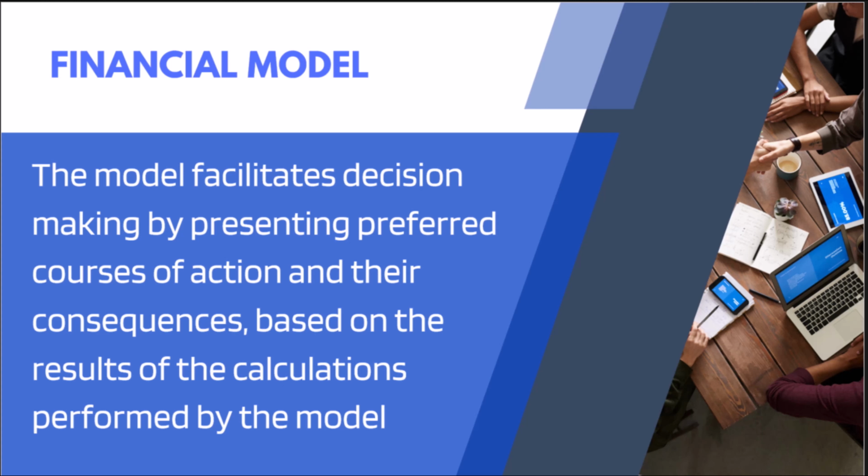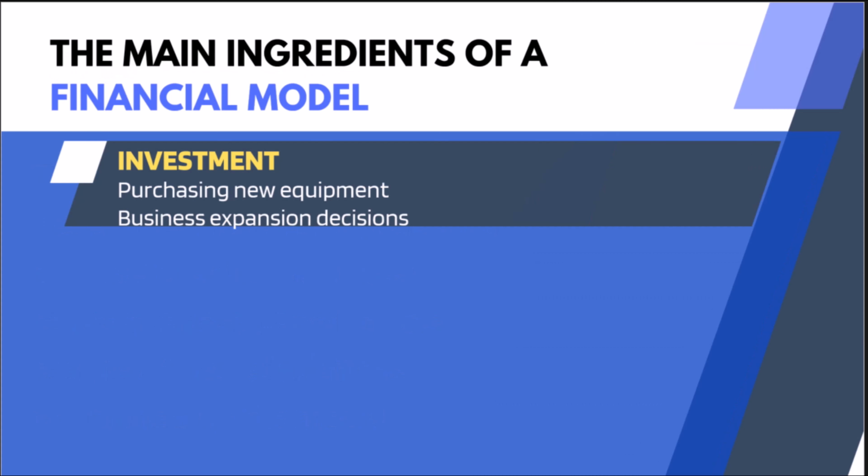From these three definitions, we can conclude that a financial model is a tool that we can use to assess the performance of an asset, of a project, or of a company in a ready-to-use form that can facilitate decision making. The financial model has three basic ingredients. These are investments. In investments, we normally evaluate the decisions related to purchasing new equipment or expansion of the business.